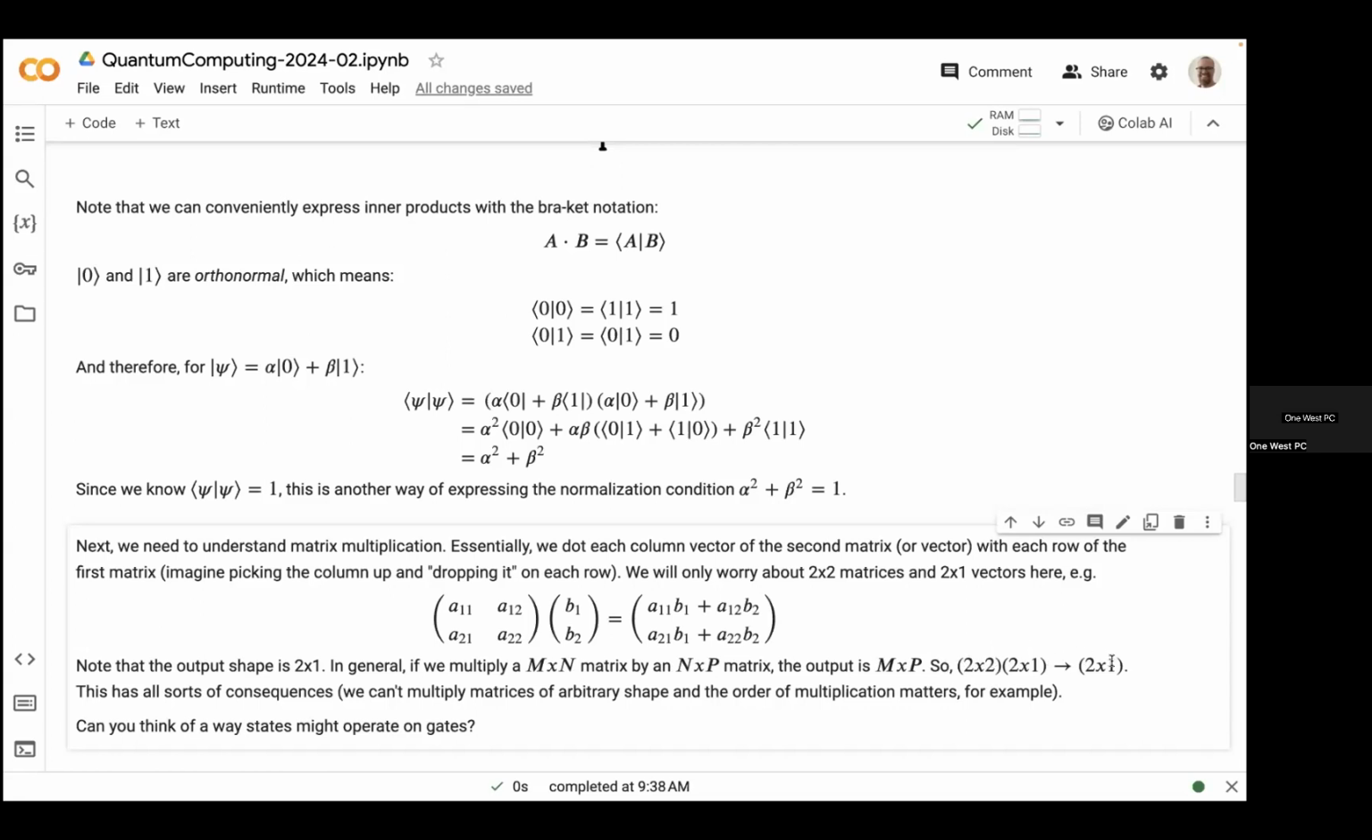So 2 by 2 times 2 by 1 goes to 2 by 1, right? So I have a 2 by 2 matrix operating on a 2 by 1 vector. I get a 2 by 1 output. And the way I think about how to actually do these computations is I imagine that I pick up the vector and lay it on its side and just drop it on the matrix, right? So I pick up this B1, B2, roll it on its side, and dot it with this row, right?